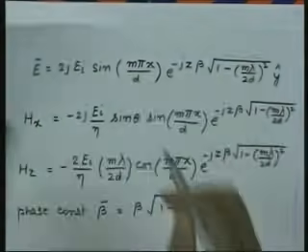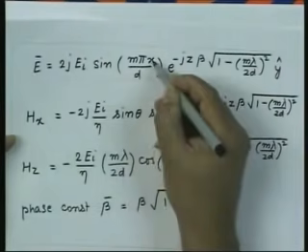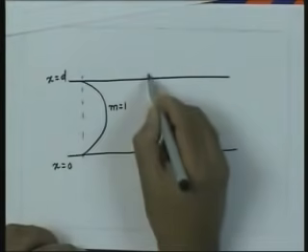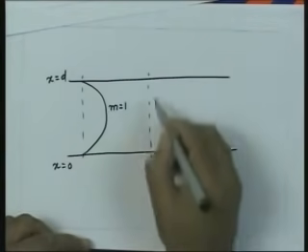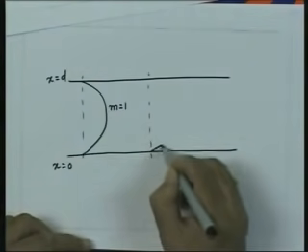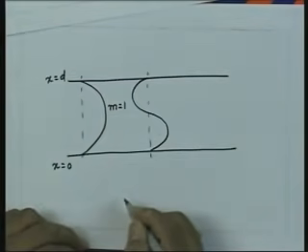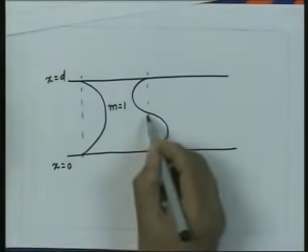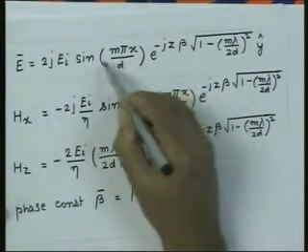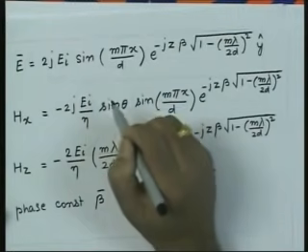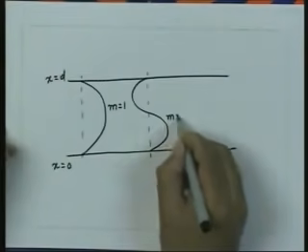If I take m equal to 2, then it will represent one full cycle variation as x varies from 0 to d. So if I take m equal to 1, it will be like that. At x equal to d by 2, when m equal to 2, this quantity will be pi. So again sin pi will be 0, which will be this. So this will represent m equal to 2.